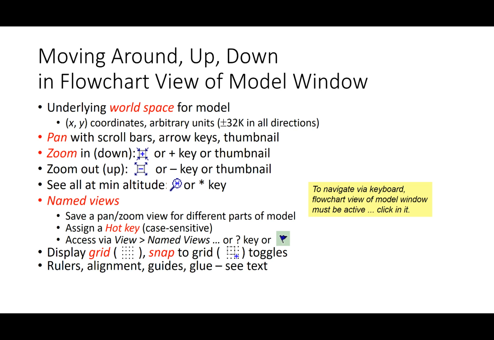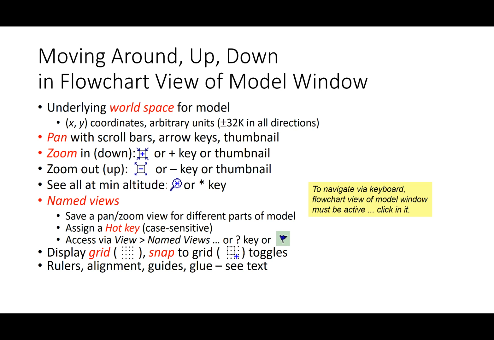So, moving around, up, down, or in the flowchart view of the model window. This is the underlying world space for the model and uses XY coordinates, similar to AutoCAD or Visio or similar software programs that you might have seen using spatial layouts. You can pan with scroll bars or arrow keys. You can zoom in or out using the buttons provided, or you can use the roller bar on a mouse or other ways that you would typically zoom in a Windows software program.